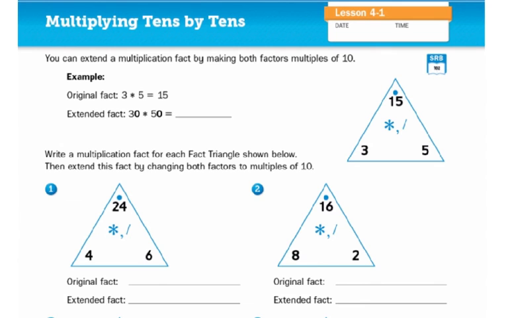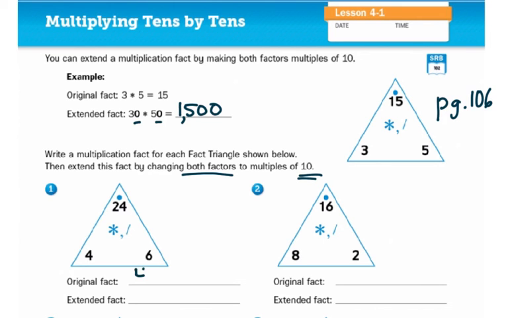If you would go ahead and turn the page to page 106, we're going to continue multiplying tens by tens this time. Still working with our fact triangles. They already extended the fact. 3 times 5 is 15. I count 2 zeros after it, so I add 2 zeros to my product, the answer when I multiply. The directions read, write a multiplication fact for each fact triangle shown below. Then extend this fact by changing both factors to multiples of 10. So I will do the first 2, and then you'll be able to do the last 3 on your own.